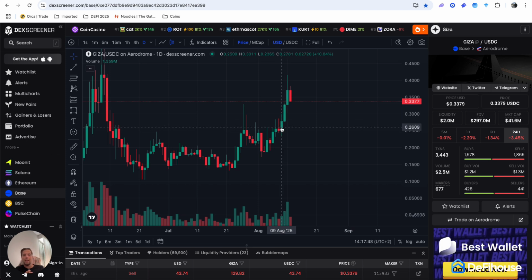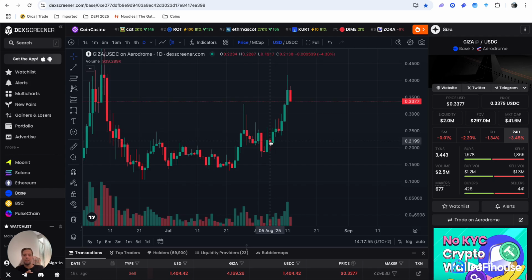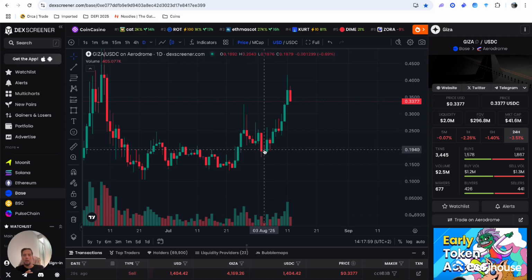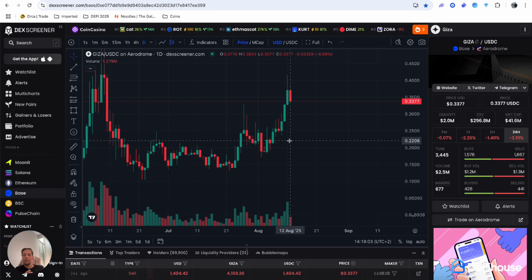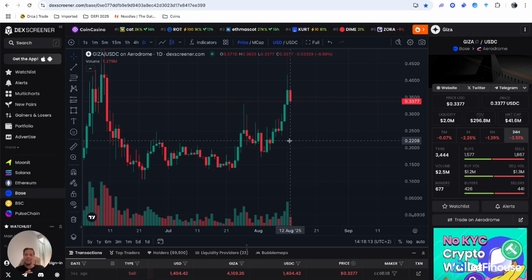Then we had 11%, 2%, 4%, 16%, 4%, 19%, 0.7%, 22%. And basically what you want to do is you want to scout through the historical candlesticks, daily candlesticks, and see how much in percentage that asset is moving pretty much in most of the days.